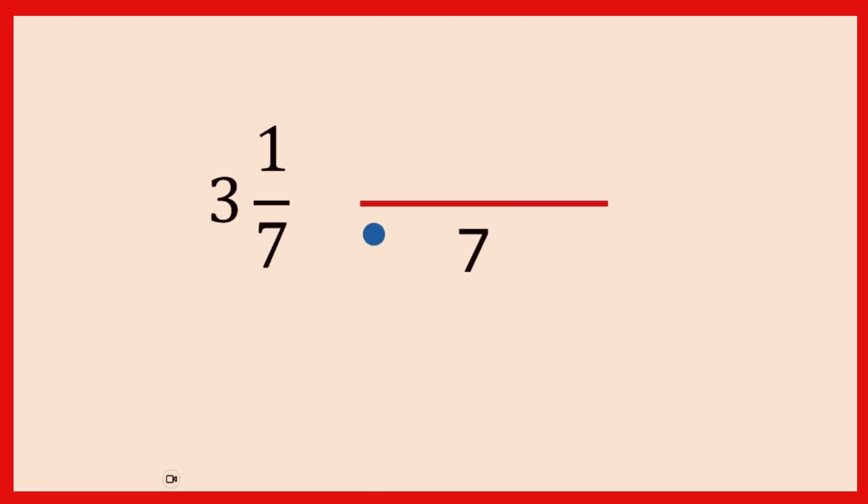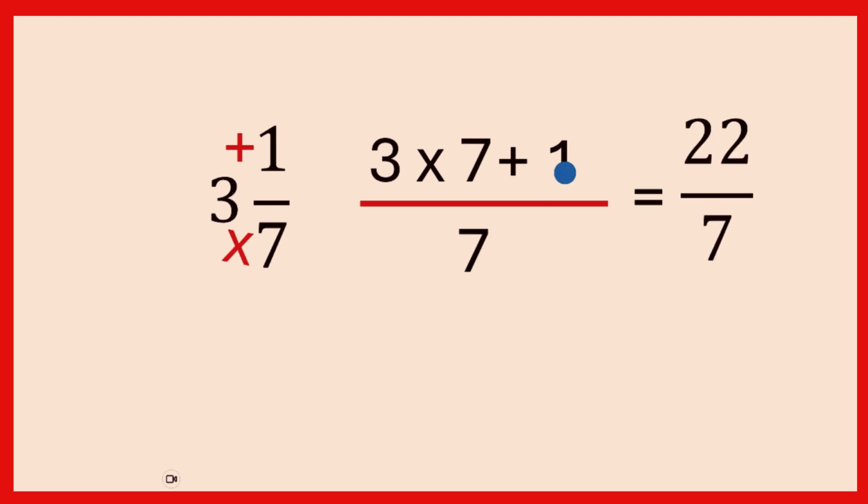The next thing you're going to do is use the whole number to multiply the denominator. That would be 3 times 7, the whole number times the denominator. You write that down, and then you add the numerator to the answer. That will be plus 1. 3 times 7 gives you 21. 21 plus 1 gives you 22. So you have 22 over 7. So 3 and 1 over 7 gives you 22 over 7.